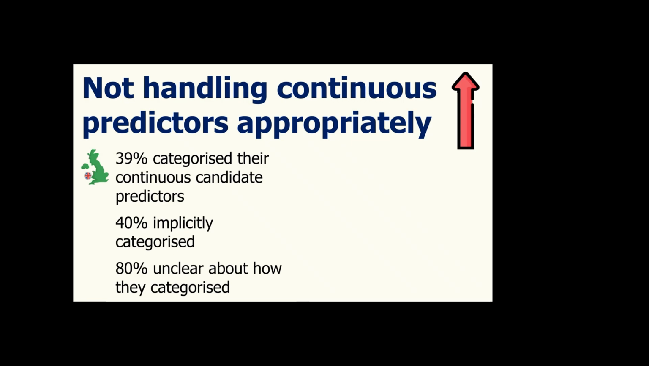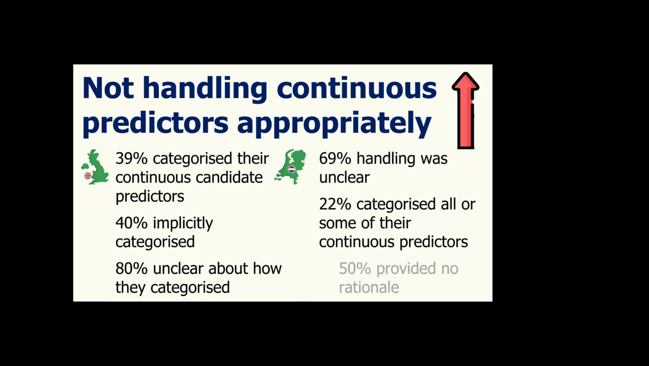Fine, you're going to categorize, but a lot of the studies were very unclear about how they went about that categorization. Again, similar findings when looking more broadly across the specialties: 69% were unclear in the handling of their continuous predictors, and 22% were categorizing all or some of their continuous predictors, again with very few offering any rationale as to why or how. It becomes a problem for any kind of replication.